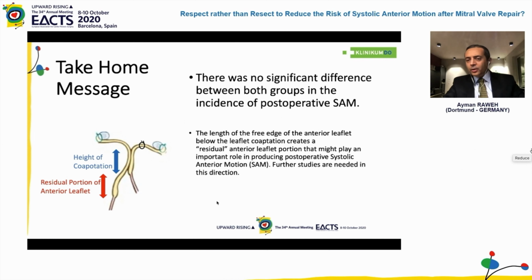It's also important to say that the length of the free edge of the anterior mitral leaflet creates the residual portion of the anterior leaflet. And this part of the anterior mitral leaflet, if it's free without coaptation, might play an important role in producing postoperative systolic anterior motion in both groups, the Resect and the Respect group. And further studies are needed in this direction.